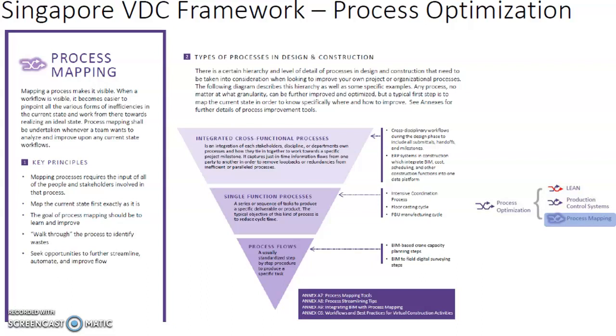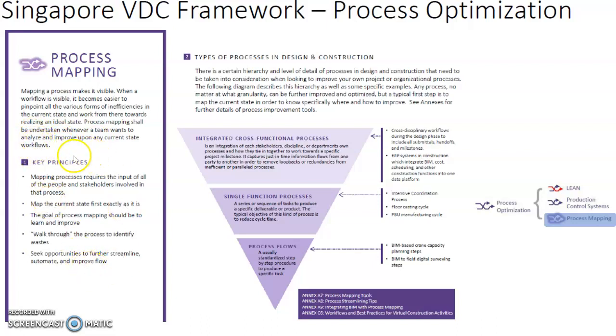Let's look at the last part of this third big area, process optimization, which is process mapping. Mapping a process makes it visible. When a workflow is visible, it becomes easier to find all the different types of inefficiency in the current state, and work from there to make it better or achieve continuous improvement.